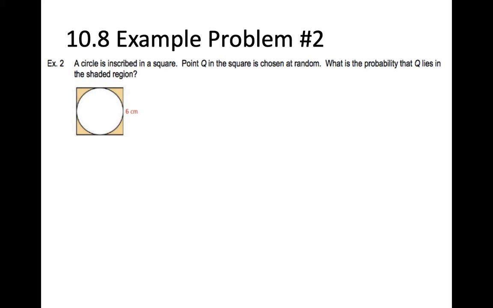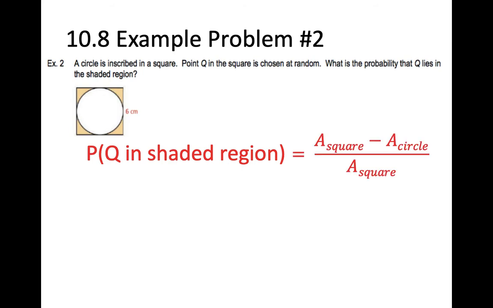Alright, so example problem 2 is saying that a circle is inscribed in a square. Point Q in the square is chosen at random. What is the probability that Q lies in the shaded region? So the probability that Q lies in the shaded region is going to equal that shaded area, which is the whole square, minus the circle, over the whole area, which is that square.